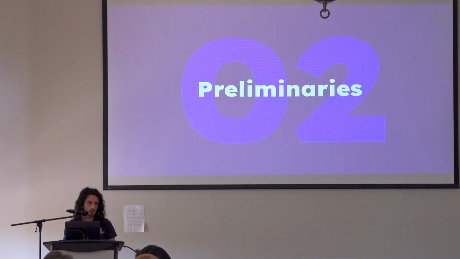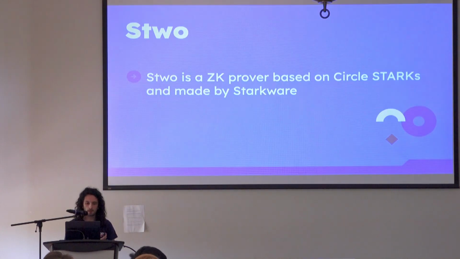So since I will be going into some examples of optimization, I'll first go into some preliminaries for you to understand these examples or to have context on them. First is Stwo. Stwo, some of you may know, is a prover, a ZK prover, based on Circle STARKs and made by StarkWare, right?